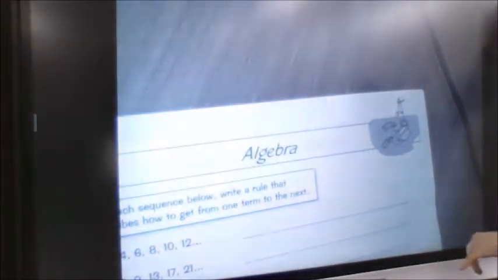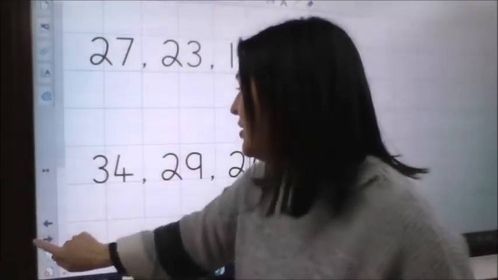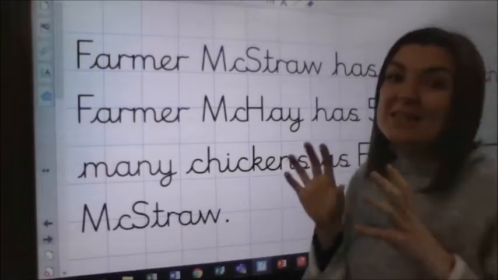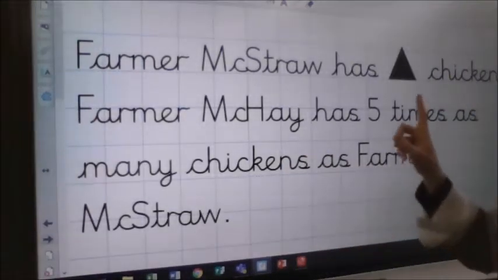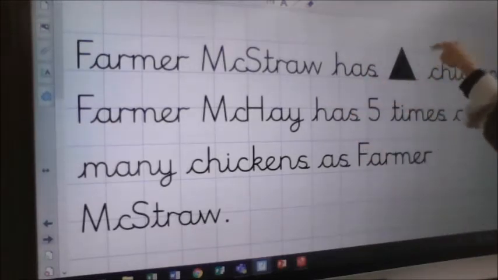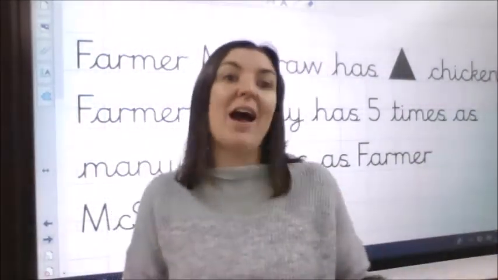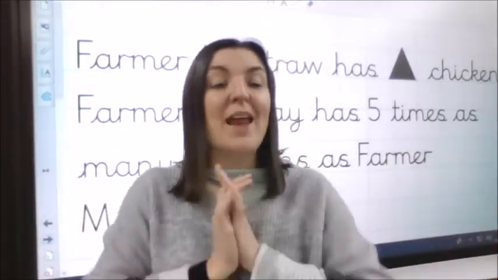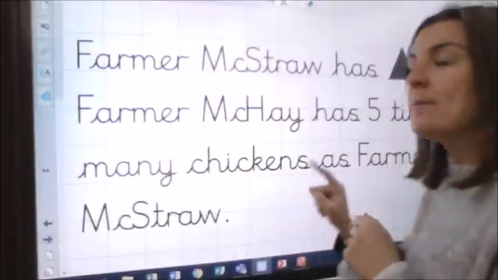Right, so the next section then. I'm going to go through some questions really similar to this one. So this is exactly like the question that you've got in your book, and I'm just going to show you how to do it. So Farmer McStraw has, now this time, instead of a number, a triangle's been used. Now that triangle could mean any number. It could mean 5, it could mean 7, it could mean 25, it could mean 1,000,000, it could mean any number. Okay, so that's all that triangle means.